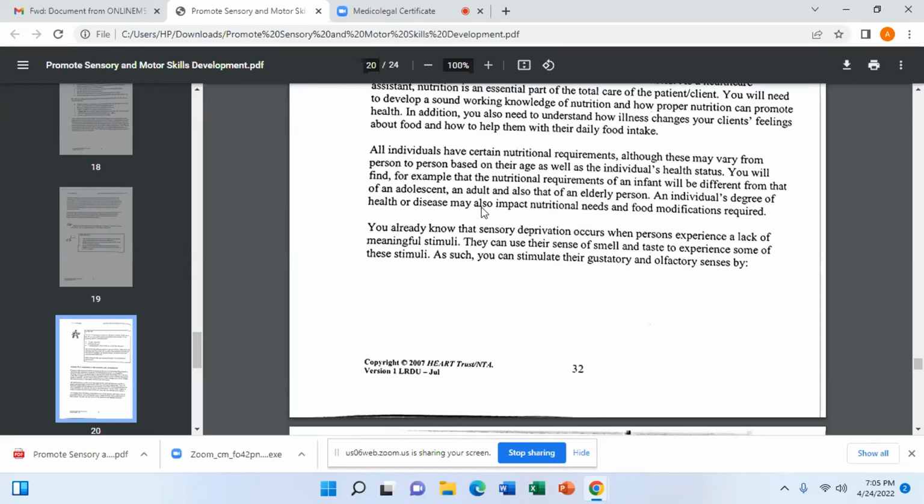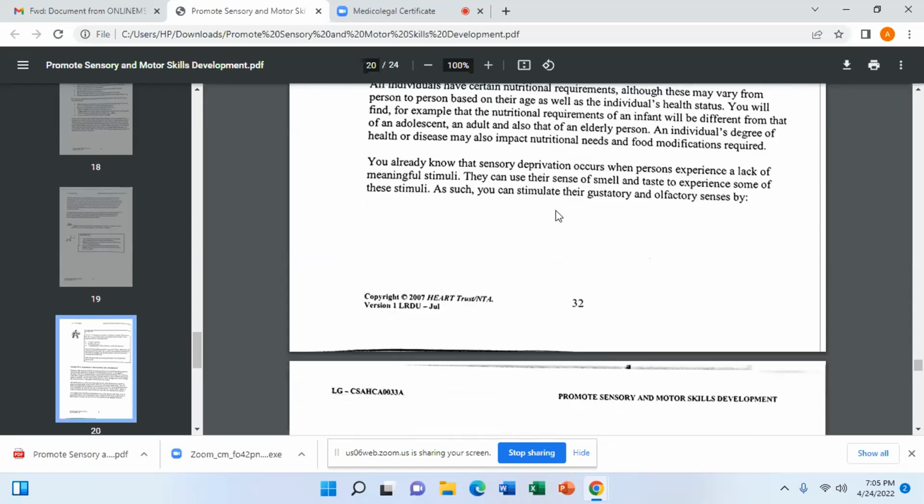Okay? It says all individuals have certain nutritional requirements, and you know already that it depends on the person's health condition, right? And you find, for example, that the nutritional requirements for an infant will be different from an adolescent, and different from an adult, and different from an elderly patient. And an individual's degree of health or disease may also impact the nutritional needs and food modifications required. So if the person has diabetes, then you have to modify the type of food. If the person has high blood pressure, you have to modify the type of food.